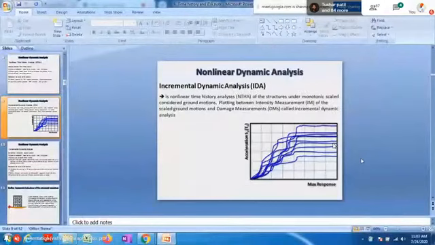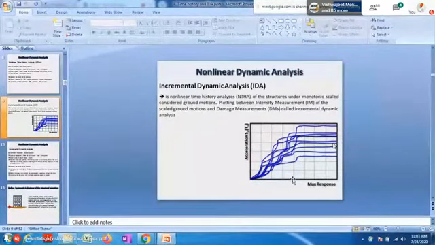The outcome of incremental dynamic analysis is a capacity curve, what is called a dynamic pushover curve. So the capacity curve will be like this. All these wavy lines, a number of lines are there. So how many ground motions?